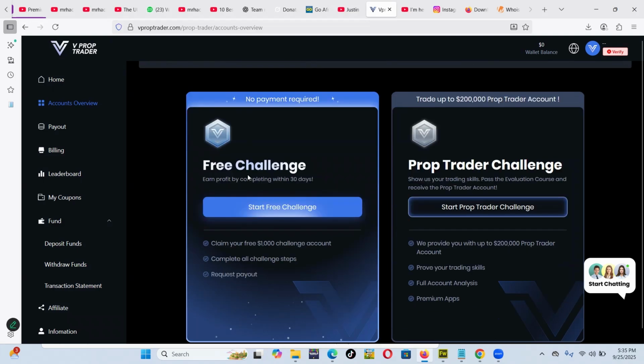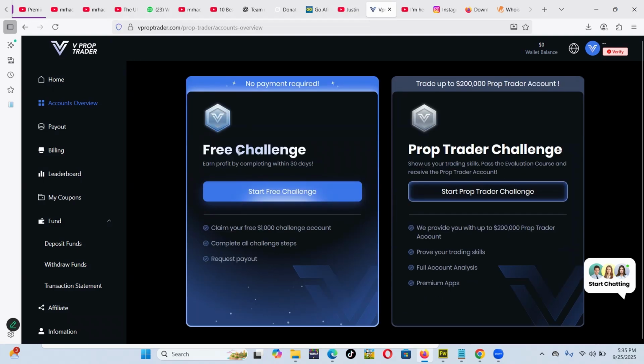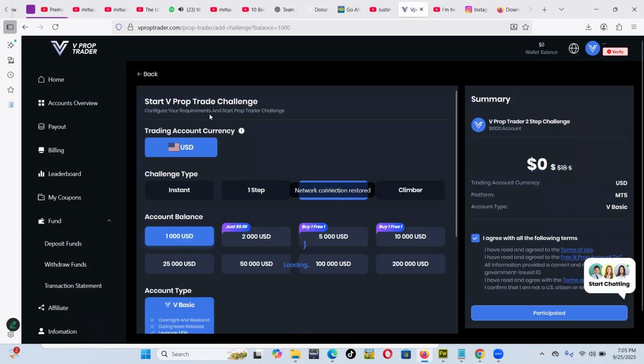I'm seeing here a free challenge and I'm seeing request a payout. So basically, some guys may be thinking, oh, I've seen $1,000 for free, let me withdraw it. No, this is simulated, this is demo money. It's just a starting capital for your trading challenge. Okay, so let me click on start free challenge.